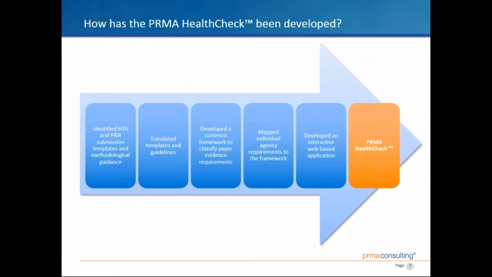So how has the PRMA HealthCheck tool been developed? We've identified publicly available submission templates and methodological guidelines from HTA, price and reimbursement agencies in each country. We have the templates and guidelines independently translated to ensure the context and meaning of each requirement is maintained. And from a review of the payer requirements, a common framework has been developed that the individual requirements from each agency can be mapped to. And I'll come on to what that framework looks like in a couple of slides.